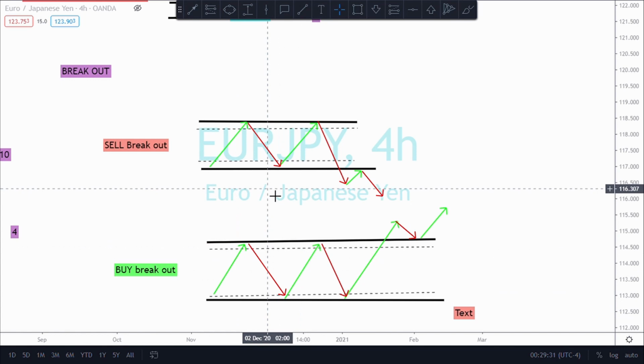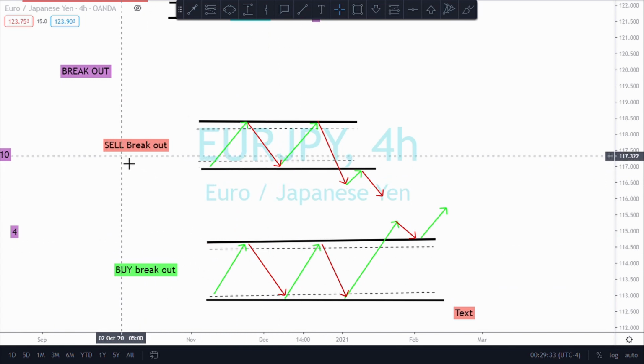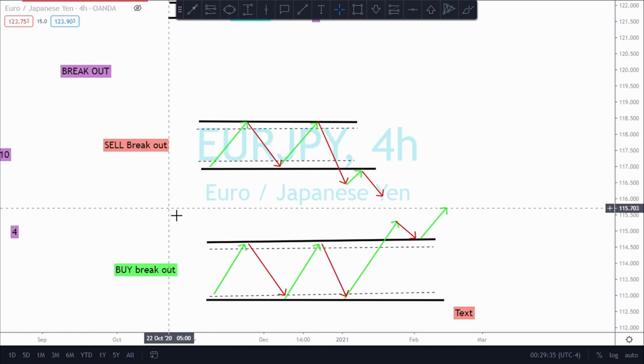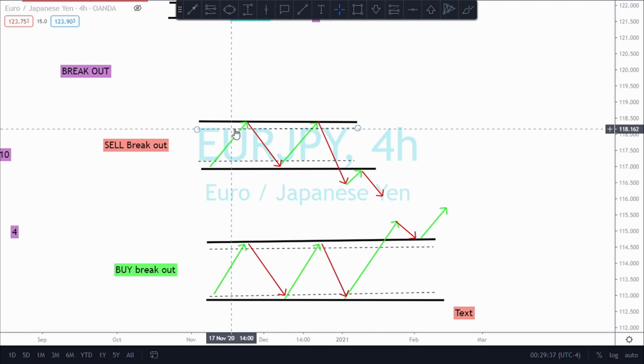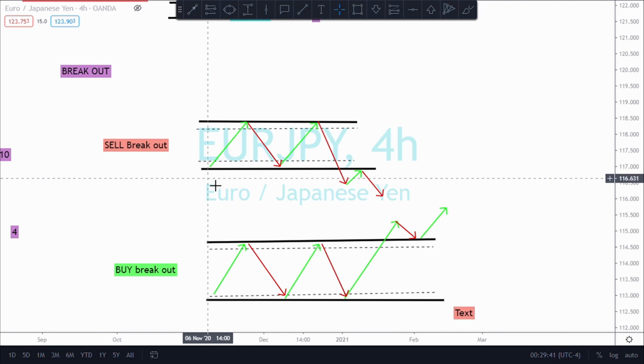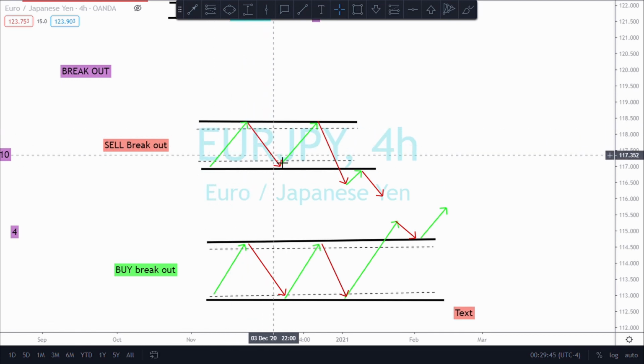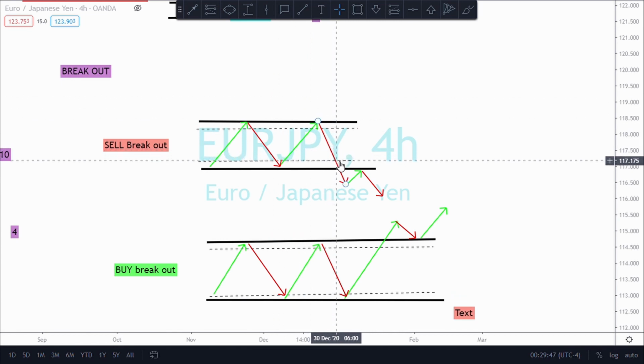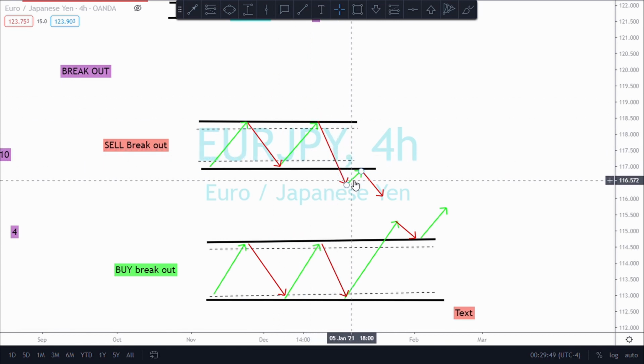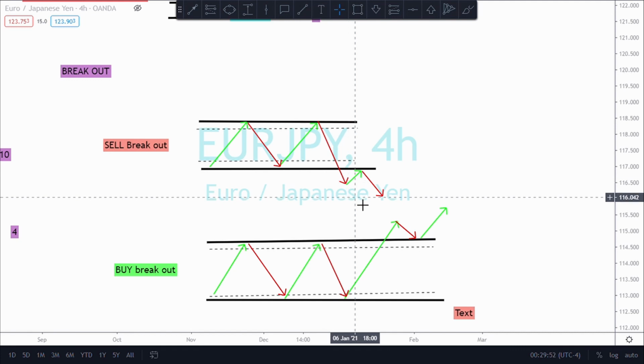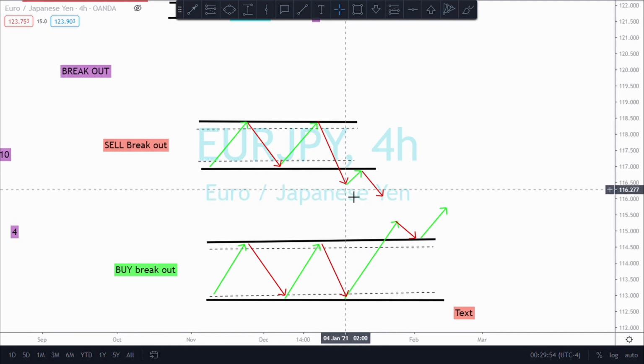So, anyways, back to the consolidation. You have two breakouts. You have a sell breakout and you have a buy breakout. A sell breakout is like, alright, the market decides to go down, and it breaks out. But what happens?